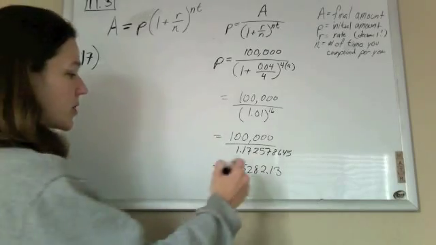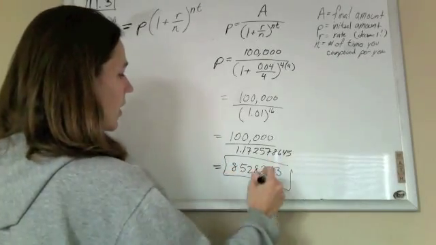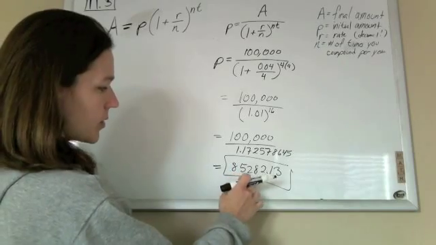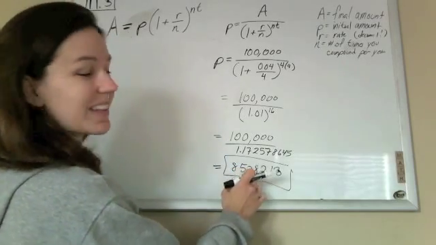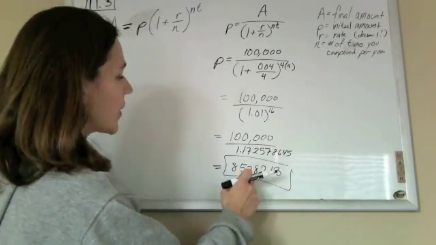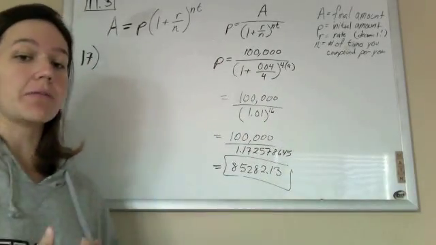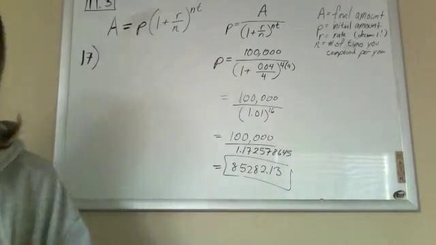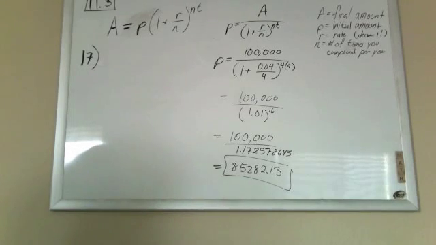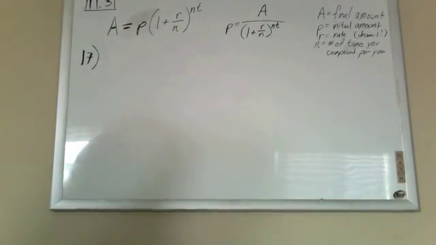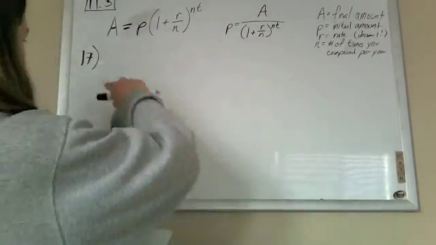So that's the amount you have to start with. You have to start with 85,000, that number, if you want to make 100,000 in 4 years at that rate. So there's that. Okay, so for number 21, oops.